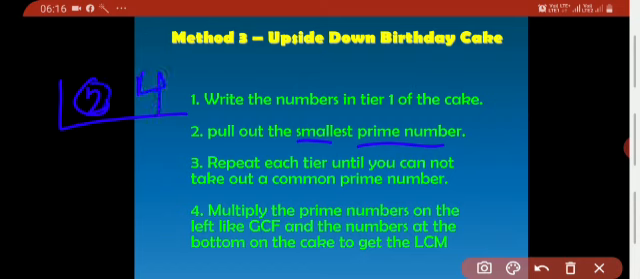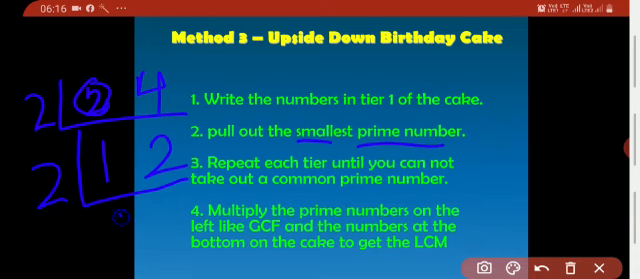You have to see the smallest prime number and try to divide it, and the quotient you will write under it. The second tier, repeat each tier like this.